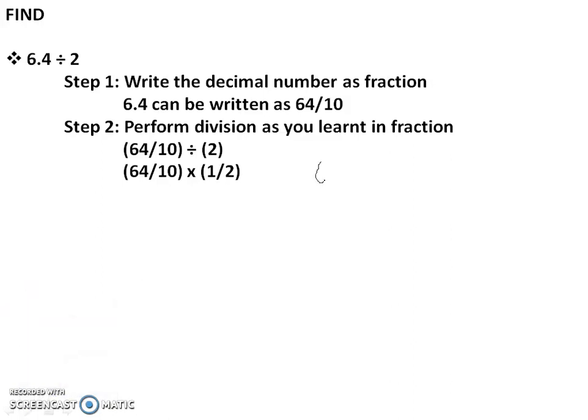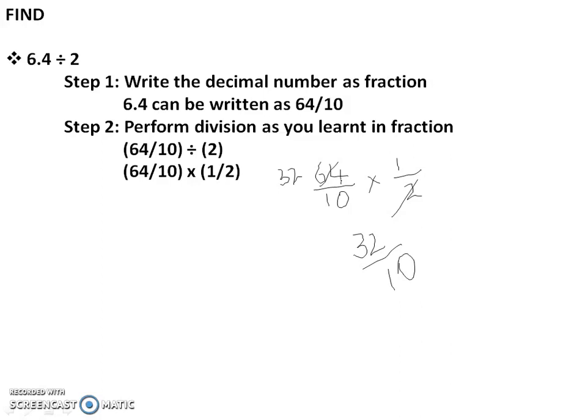Let's see. 64 by 10 into 1 by 2. I can divide 64 and 2, right? So 2 into 32 is 64. So what is remaining here? It is 32 by 10. That is what is remaining here.